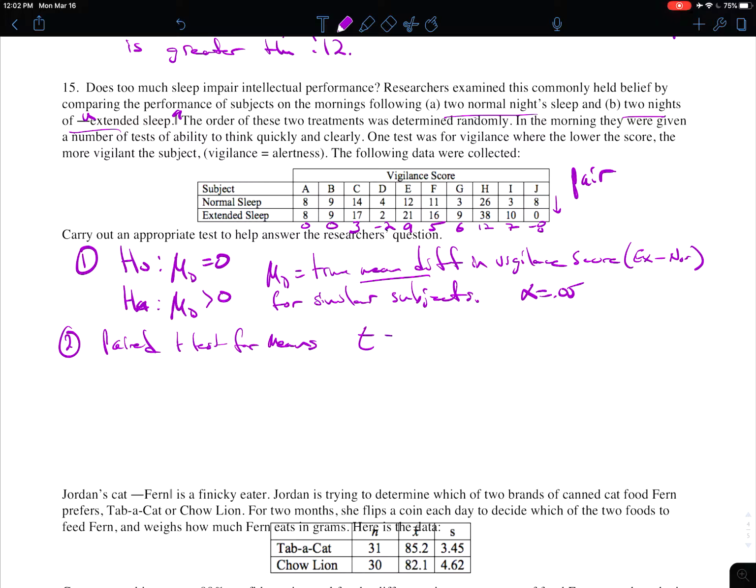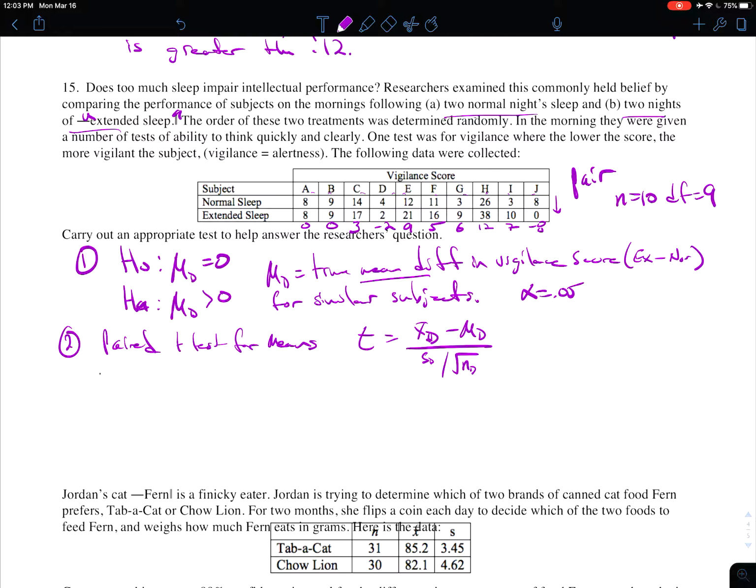You could also say that t equals x bar, well, I guess I did capital D, minus mu d over the standard deviation of the difference divided by the square root of n of the difference. So let's see, we've got how many of these? 1, 2, 3, 4, 5, 6, 7, 8, 9. We've got 10. N equals 10 in this problem. We'll need degrees of freedom later, which is 9. So that's what we've got going on for us.